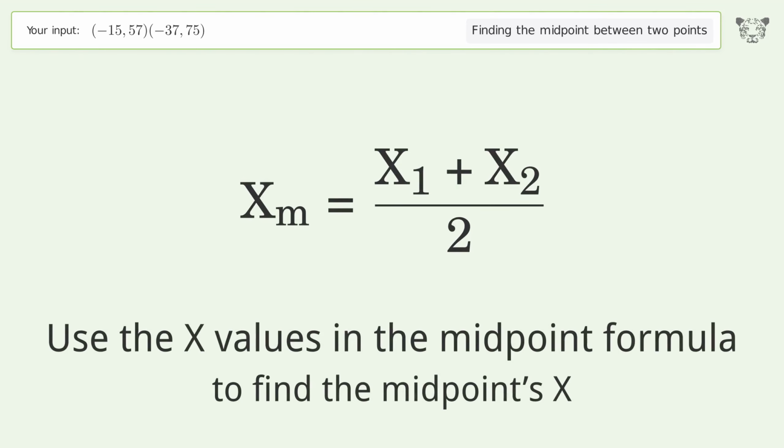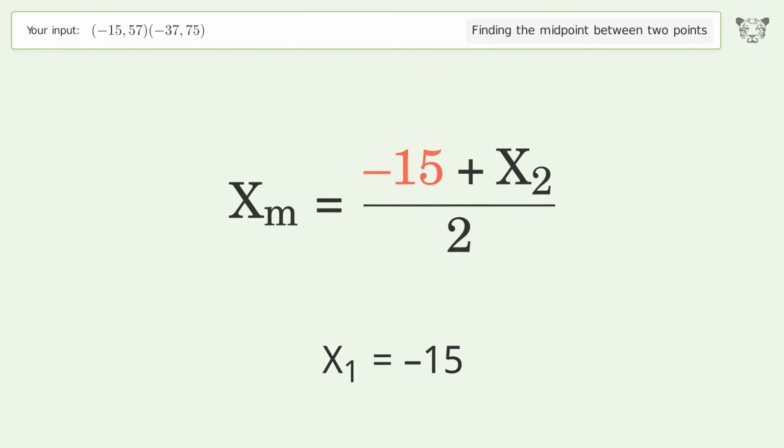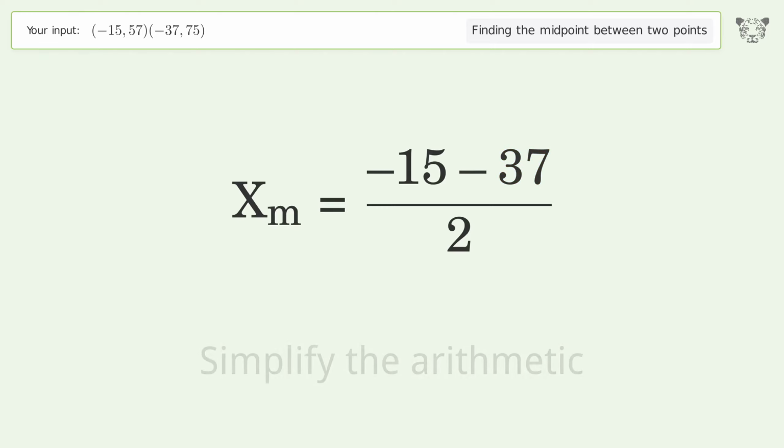Use the x values in the midpoint formula to find the midpoint's x. x1 equals negative 15. x2 equals negative 37. Simplify the arithmetic.